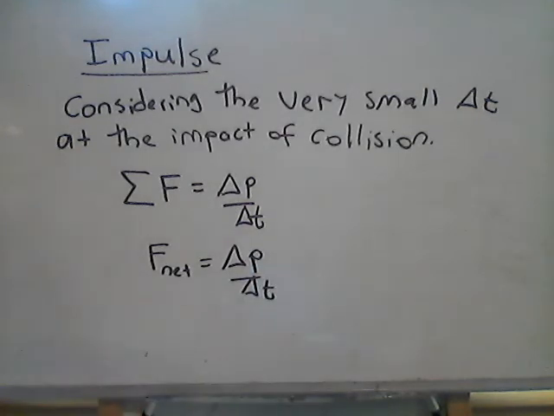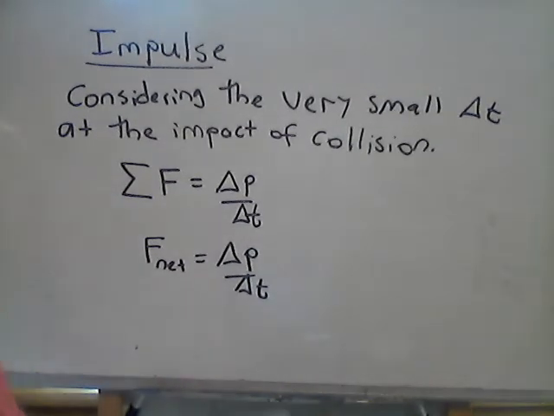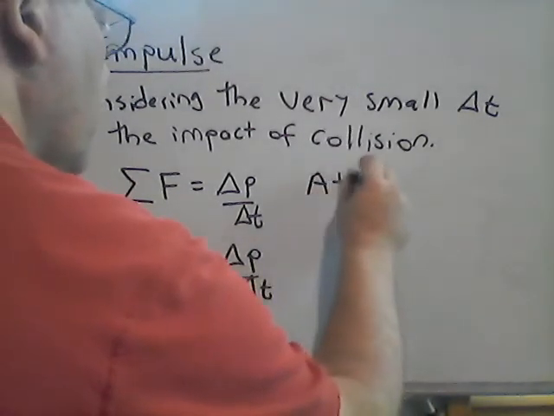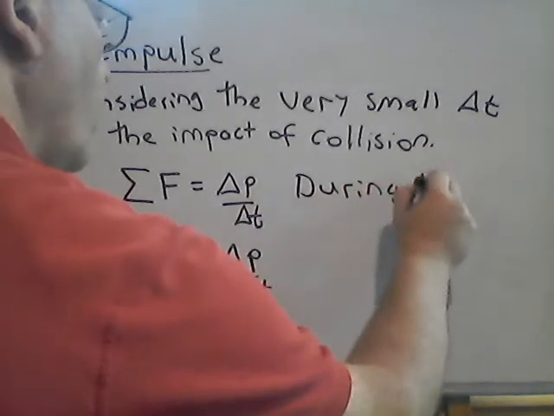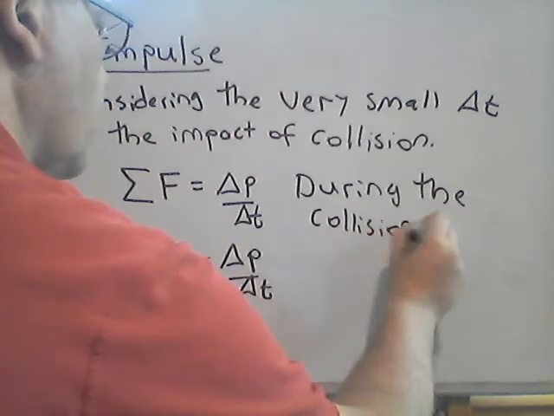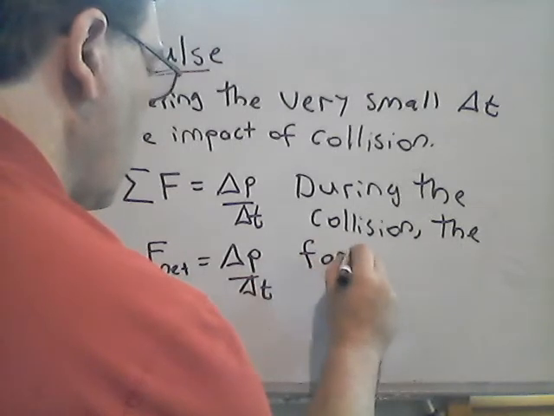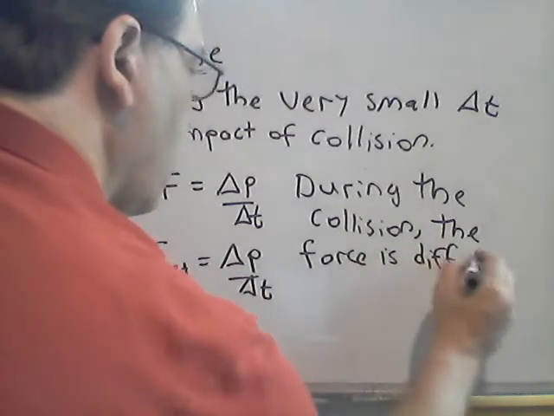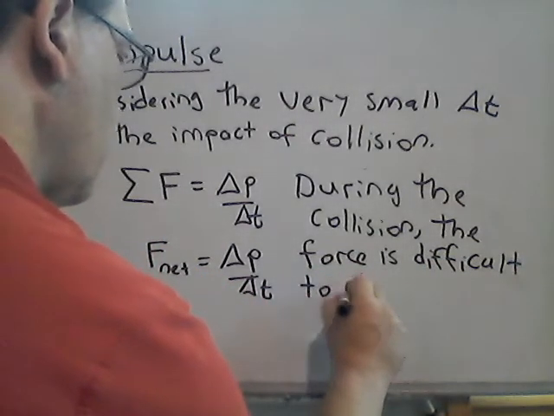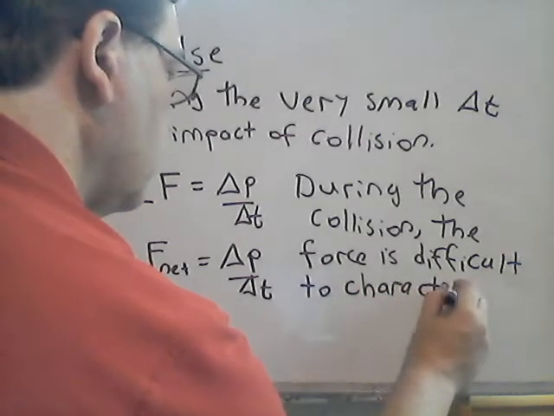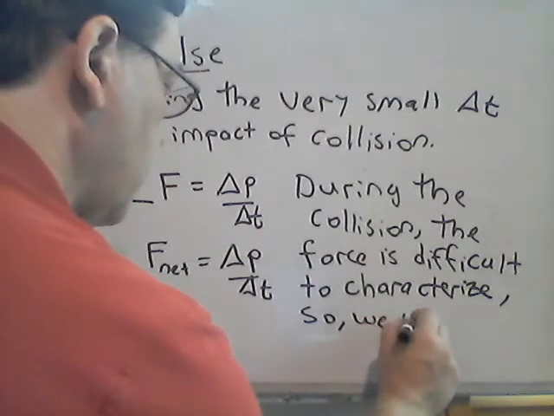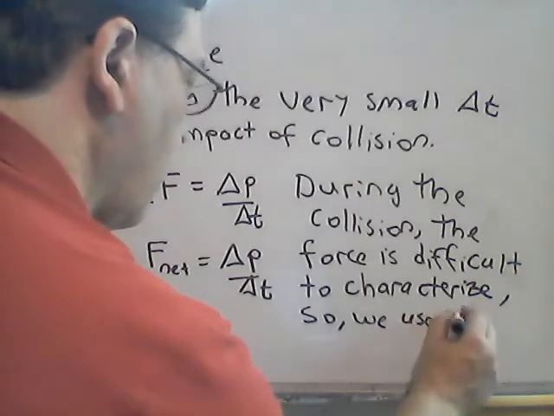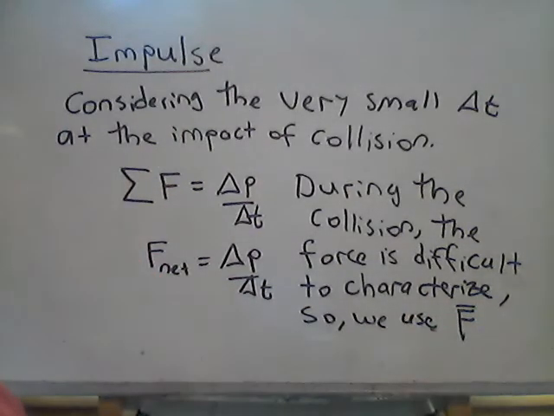But the forces are typically complicated at the time of the collision. So generally speaking, during the collision, I should say, the force is hard to characterize. It's difficult to characterize. All right, and so we use an average force. Call it F over bar or F bar. All right, and so instead, I'll write F bar here.